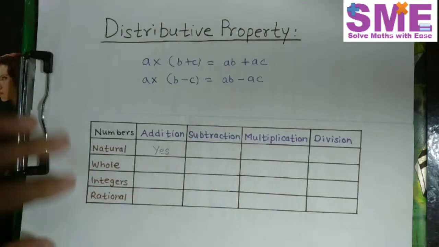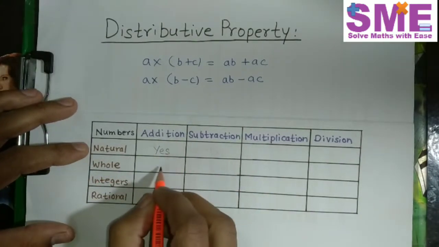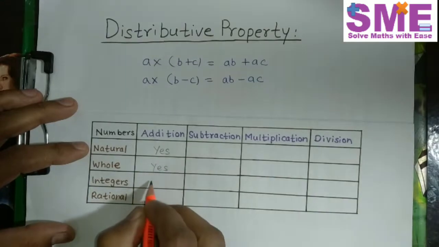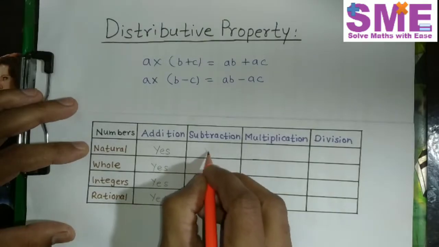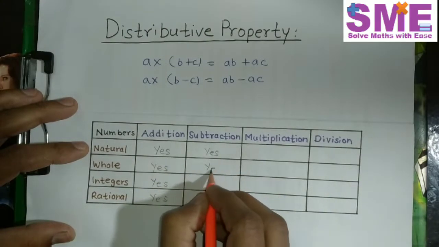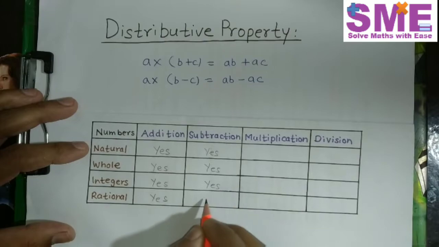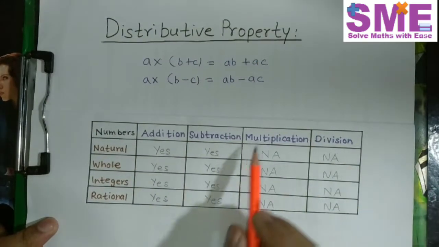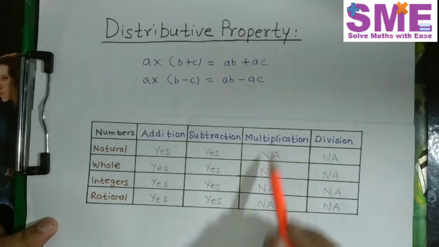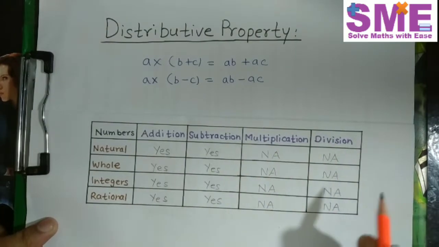So similarly, if we see, it also holds true for other type of numbers, and for subtraction also we will see that this is true. The distributive property is not applicable for multiplication and division, so I feel not applicable for these two columns.